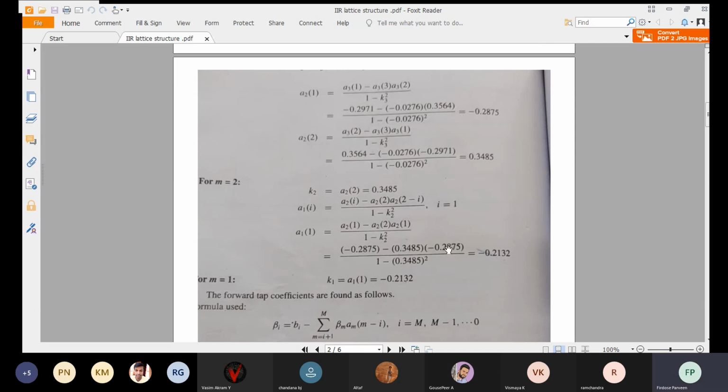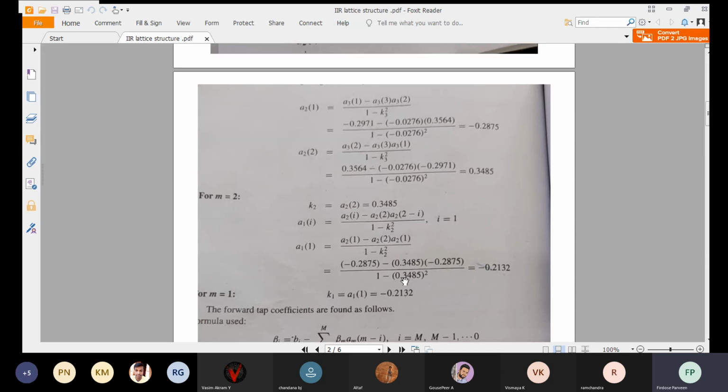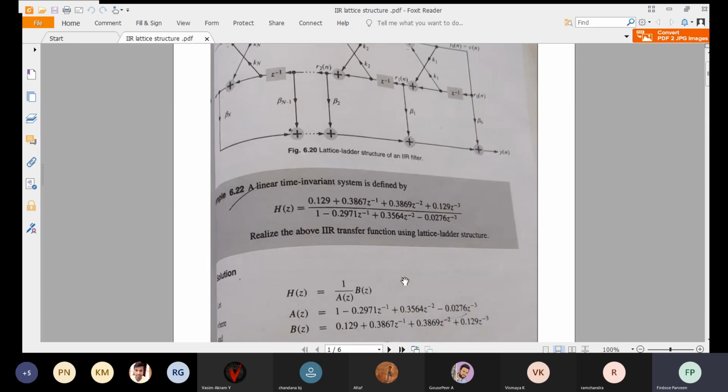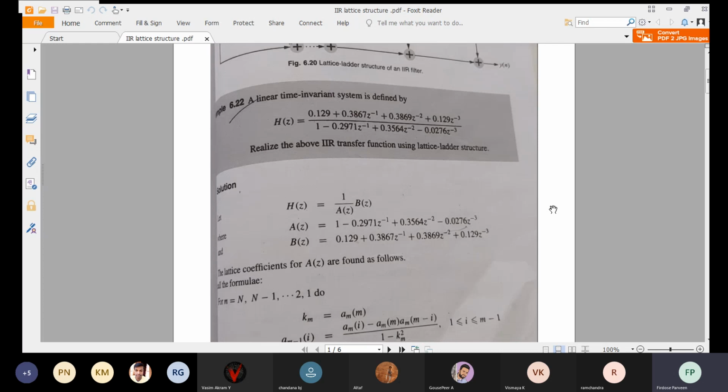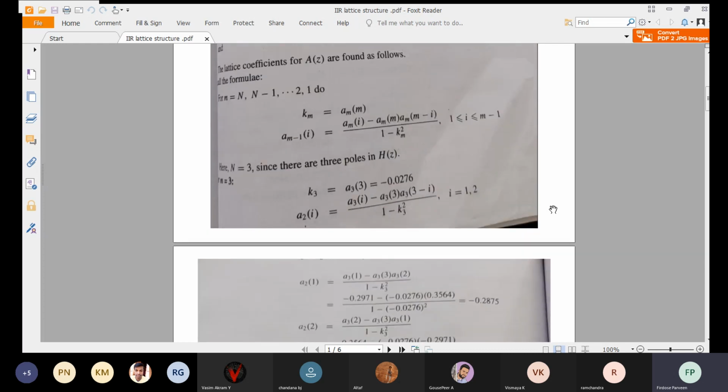a1 of 1. So when it is a1 of 1, what will be your k1? It is nothing but a1 of 1, that is equal to minus 0.2132. In the lattice structure, you have to find out beta naught, beta 1, beta 2, beta whatever it is. You have to find out k1, k2 and k3, since there are 3 poles, since there are 3 delays.